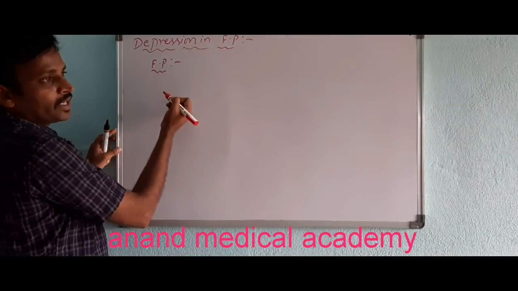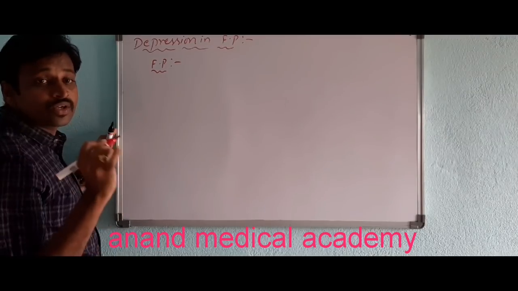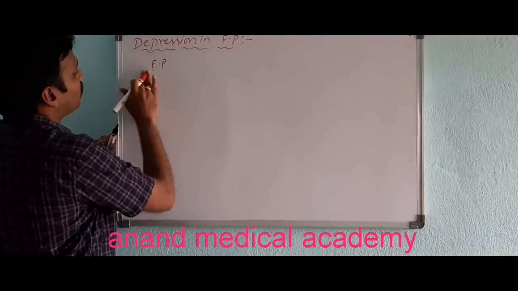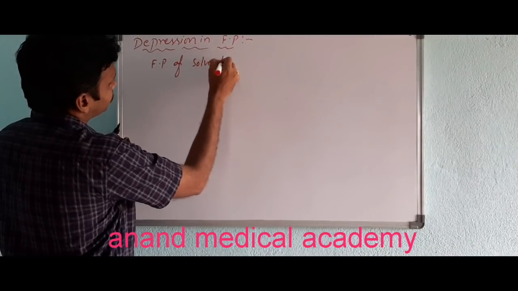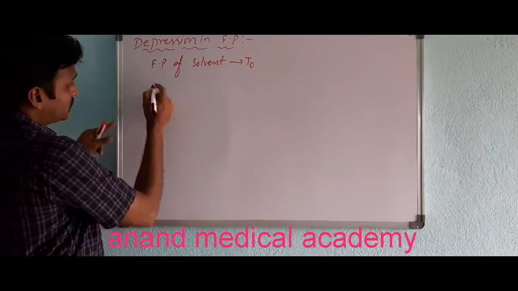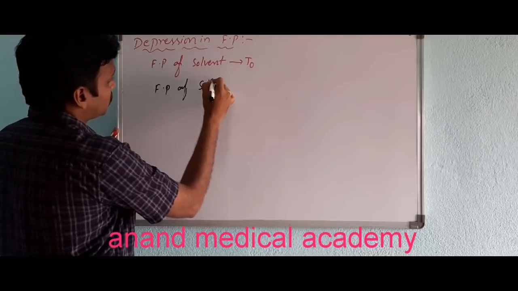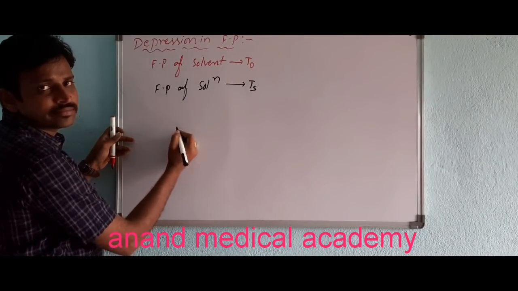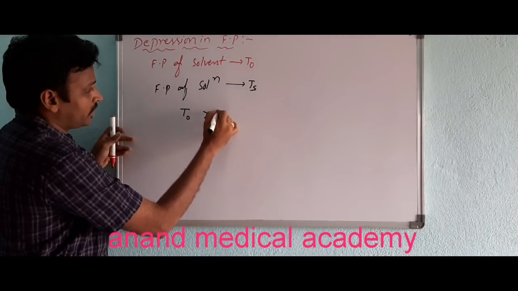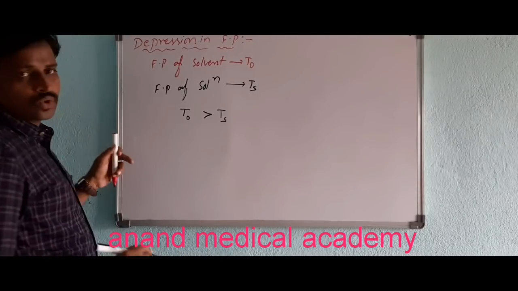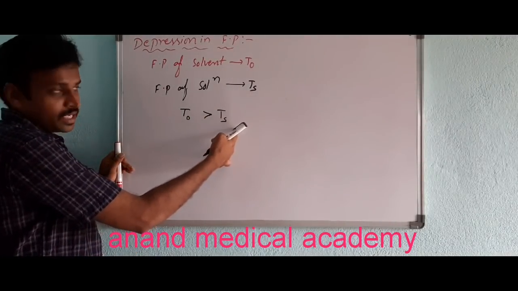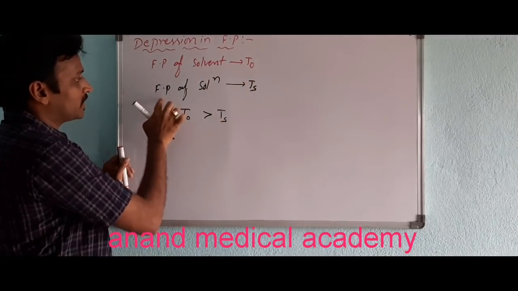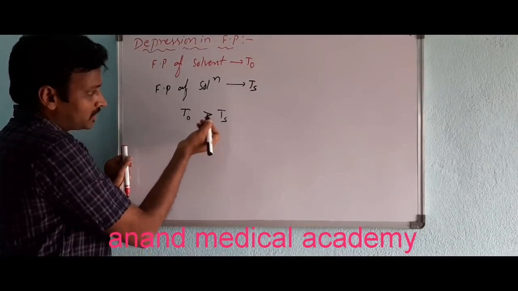To understand the freezing point, it is the particular temperature at which freezing starts. Suppose freezing point of solvent I am taking as T0. Freezing point of solution I am taking as Ts. Now my question, which is bigger, T0 or Ts? T0 is greater than Ts. So it's very clear: for boiling point, Ts is big; for freezing point, T0 is big. That is the only difference. Freezing point of solvent is T0, freezing point of solution is Ts, and T0 is greater than Ts.